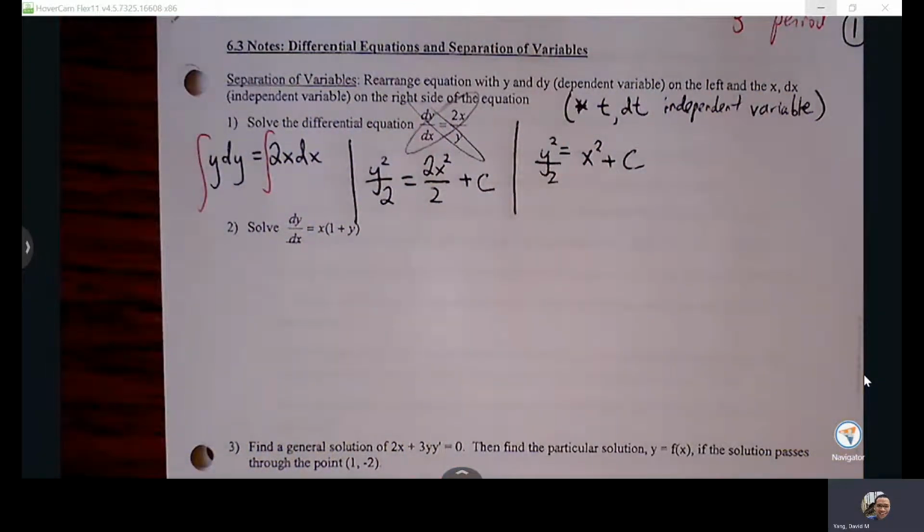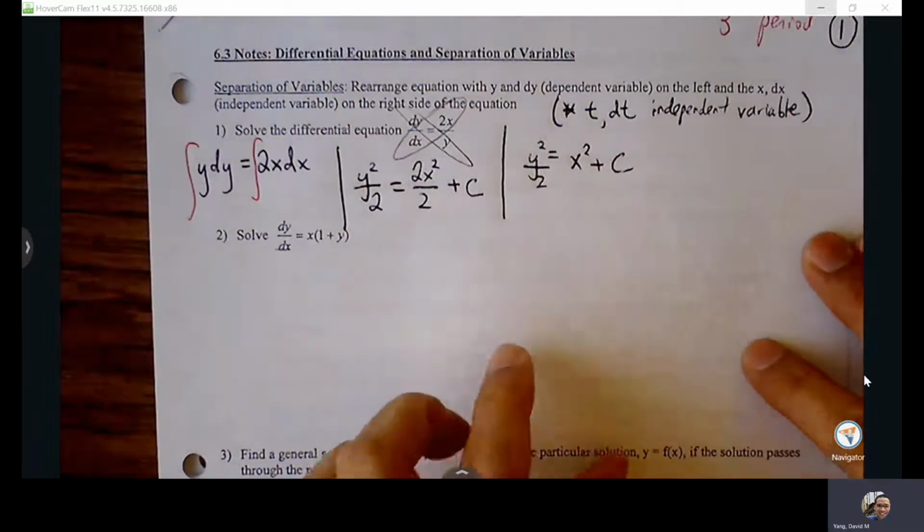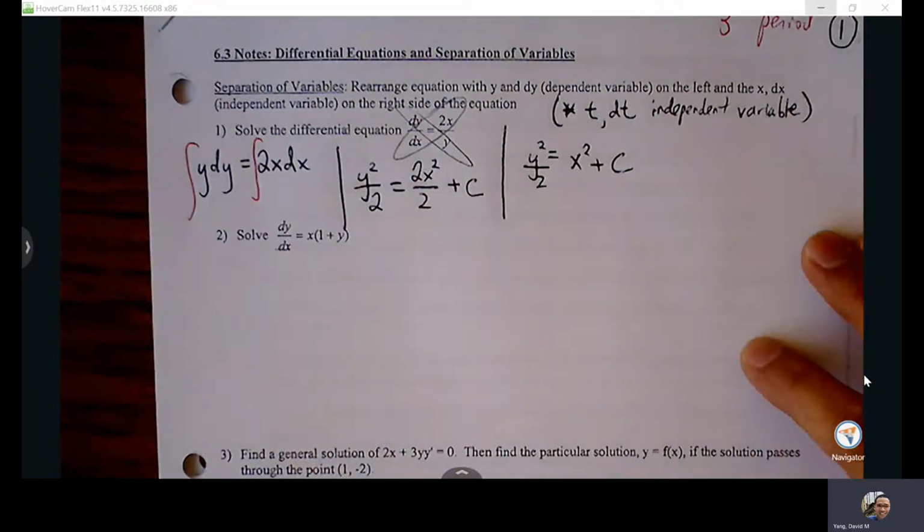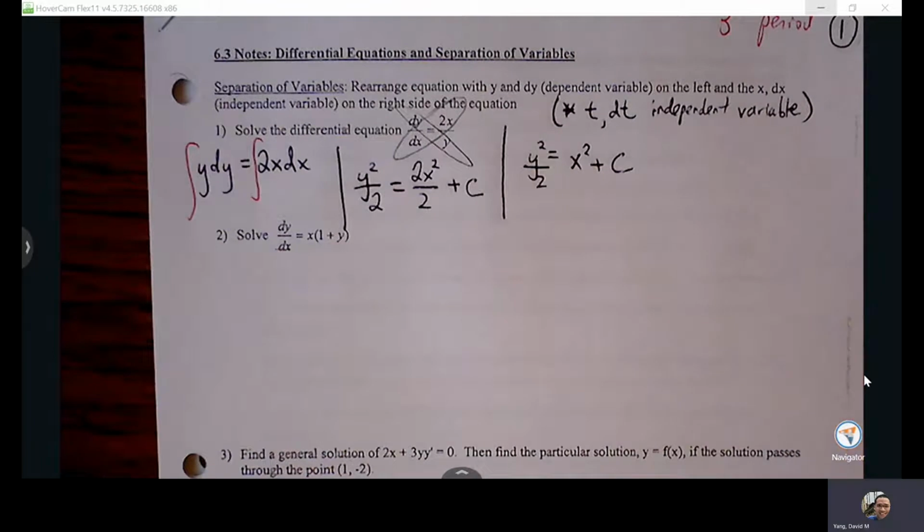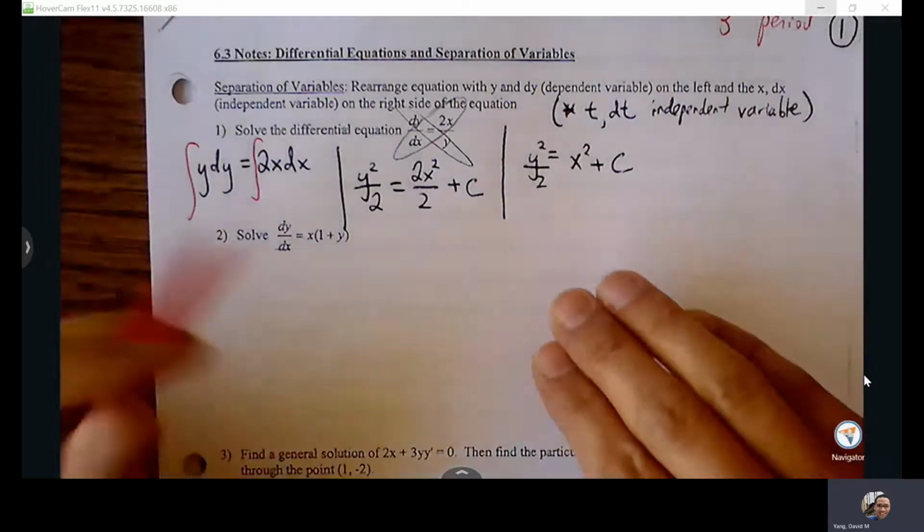Okay, so y squared over 2 is equal to x squared plus c. So right now, I just want to try to get that y squared by itself. Eventually, we got to maybe solve for y, but right now, for the fact that we're making a general solution, getting the y squared by itself is good enough. What can I do to get y squared by itself?